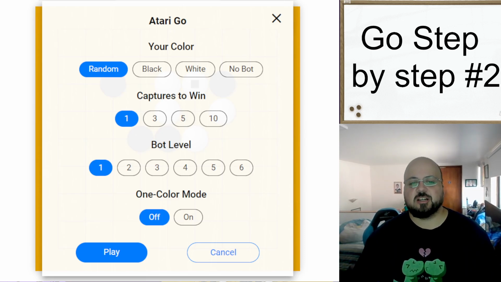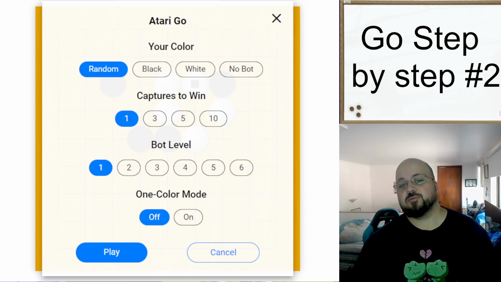Okay, you can use select if you want a random color, you will be black, white, or if you want to play with yourself.